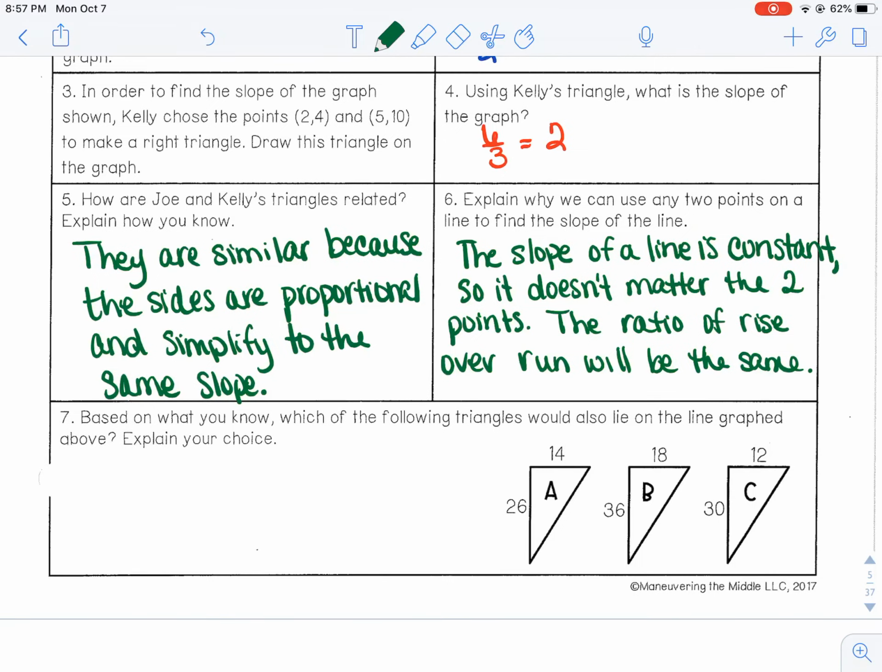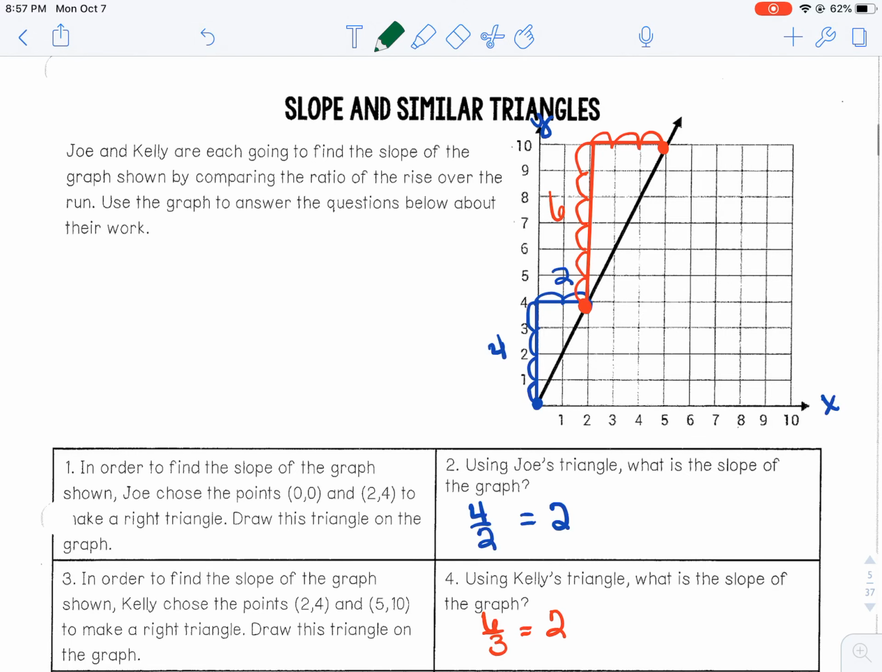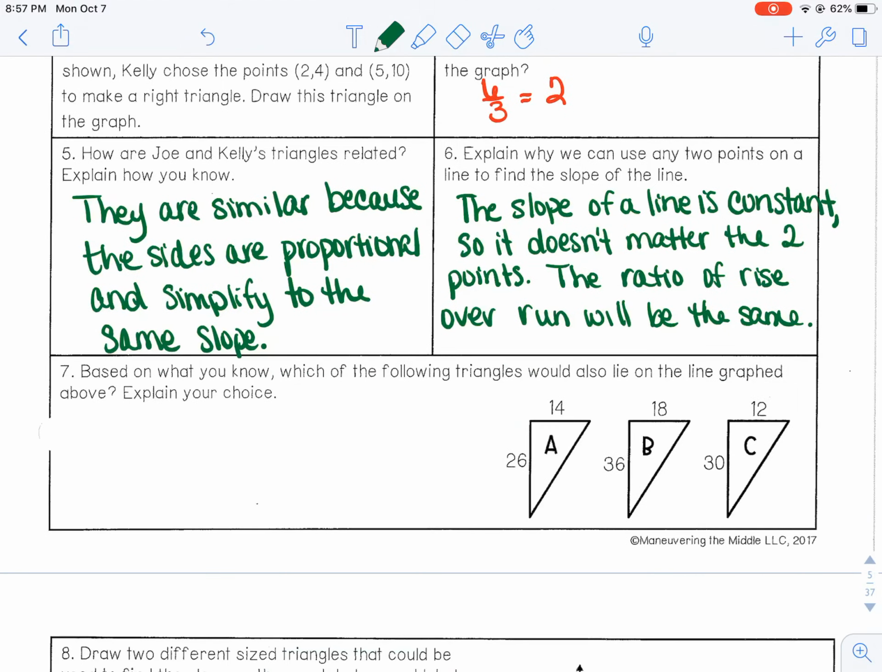Alright, so number 7 says, based on what you know, which of the following triangles would also lie on the line graphed above? Okay, well, the line graphed above has a slope of 2. So basically what we're trying to figure out is which one out of triangle A, B, and C also has a slope of 2. Well, you would want to set up your rise over your run.